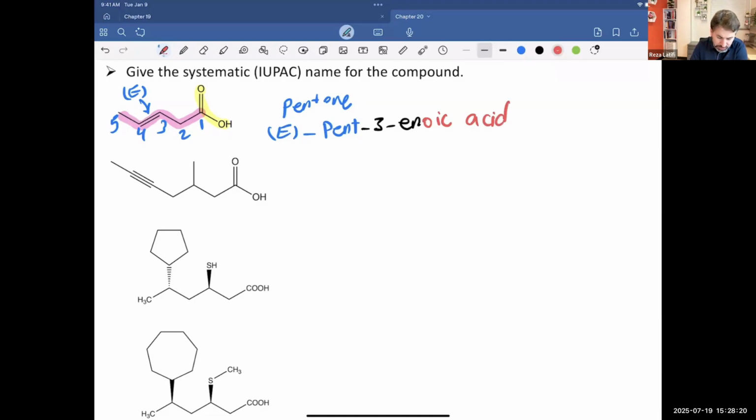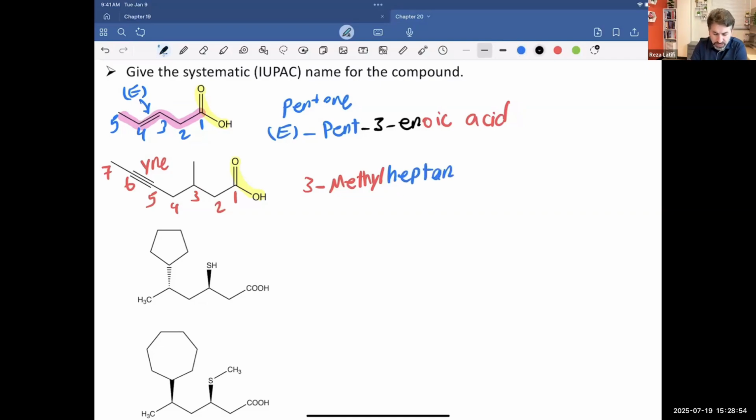Another one, this one will be an alkyne, but there is a carboxylic functional group. So you're going to say 1, 2, 3, 4, 5, 6, 7. Okay, so we have a methyl group on the 3rd carbon, and we have 7 carbons inside the main chain. So this one will be heptane.